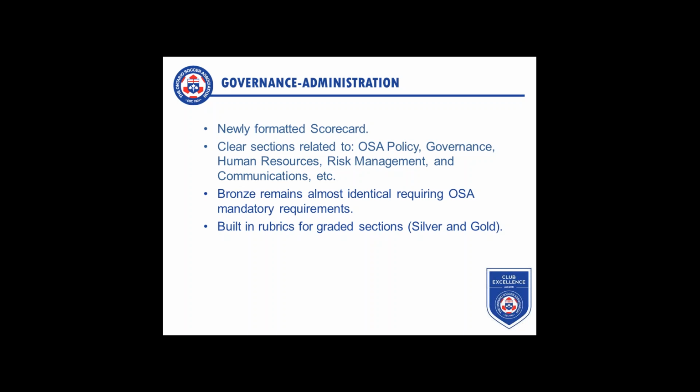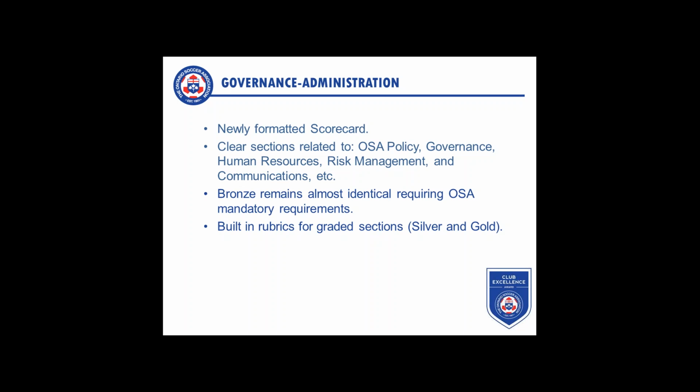So within the governance and administration part of the scorecard, it is a new format. So if you submitted an application in 2014 and in 2015 and you'd like to upgrade in 2016, you will see that the scorecard may have a lot of the same information, but it is a new format. We have clear sections related to OSA policy, governance, human resources, risk management, communications, as well as other areas.